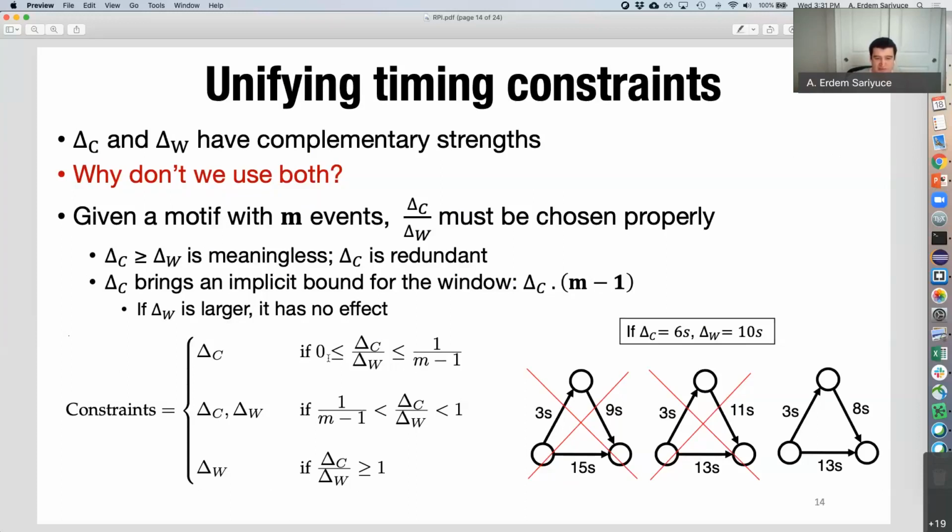So you want to make sure that delta C and delta W ratio should be in between this interval. So it will be between 1 over n minus 1 and 1. It is the only time both will make sense. Again, I'm showing a couple examples here for delta C 6 and delta W 10. The rightmost one is the only valid one because we know the total difference is 10 and the consecutive differences are less than 6 for each consecutive pair of events.